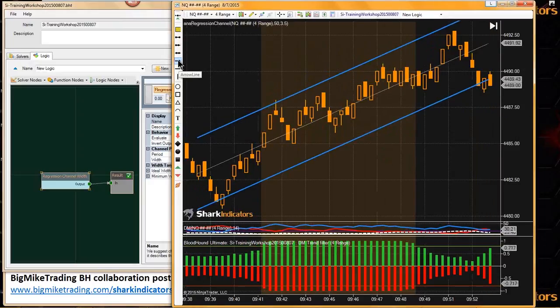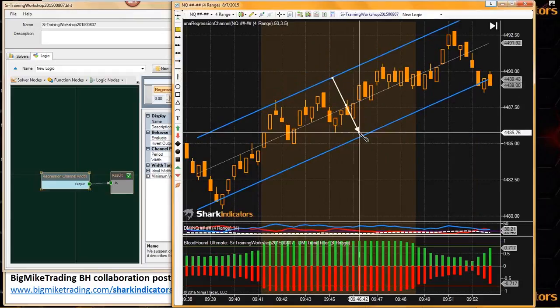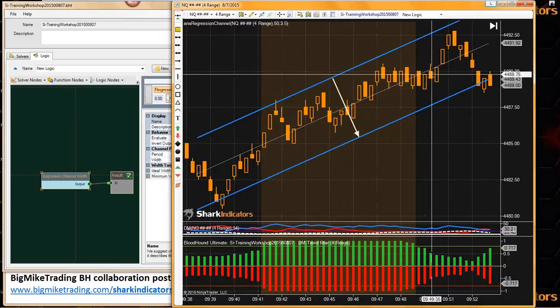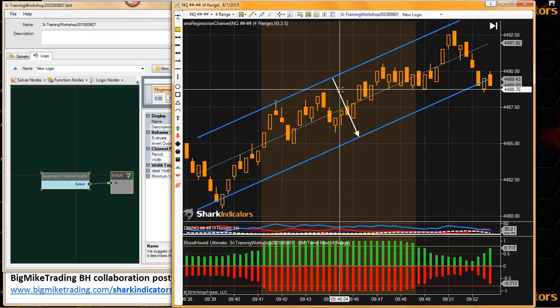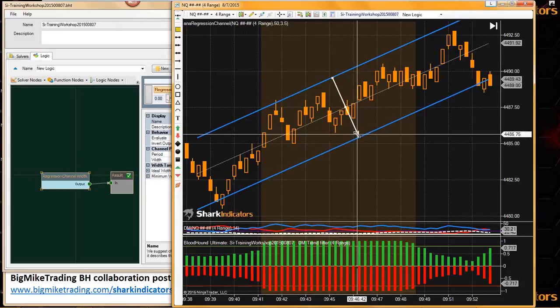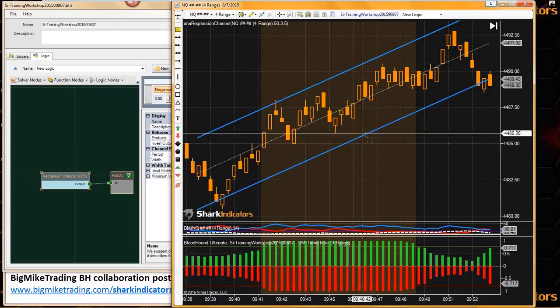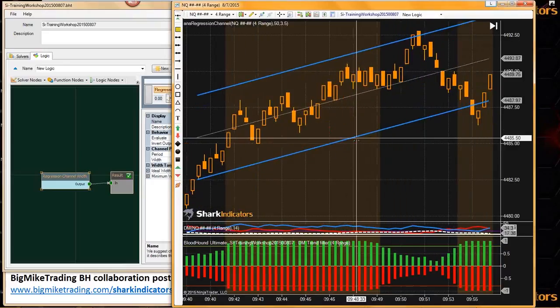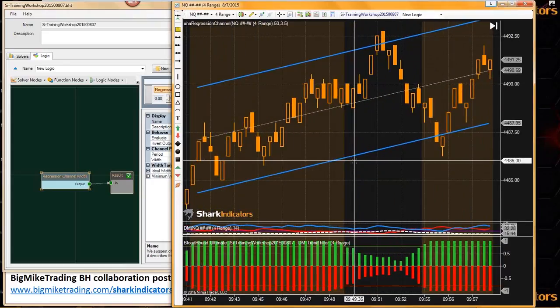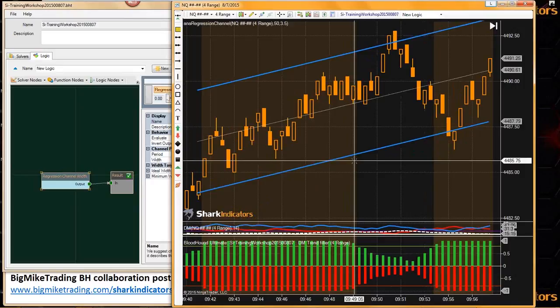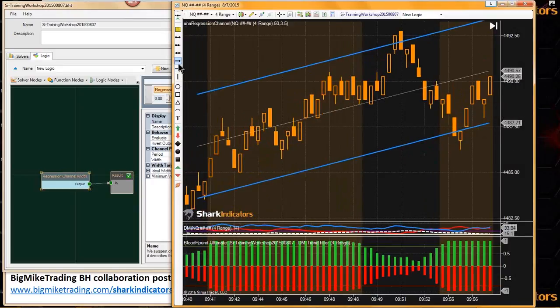The width of the channel is always measured perpendicularly. So as the angle of the channel changes, the measurement is always going to be perpendicular. So there, the channel has flattened out a little bit more, and once again, the width is going to be perpendicular.